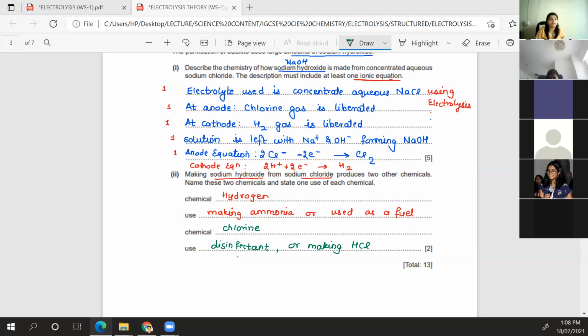Okay. Miss, how about for bleach? Yes, we can also write use as a bleaching agent. It can be used to make bleach, also. That's also correct.